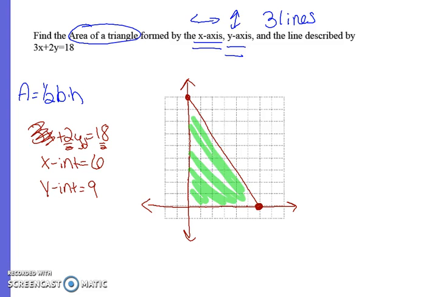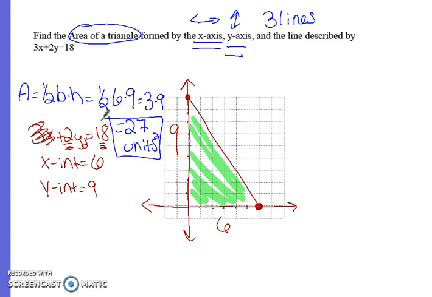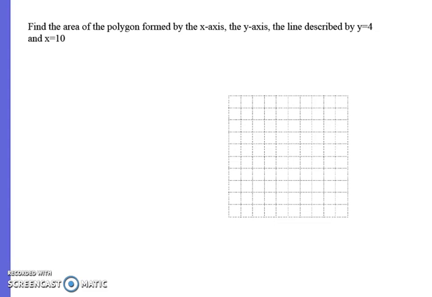So let's count our base. You have 1, 2, 3, 4, 5, 6. My height is 1, 2, 3, 4, 5, 6, 7, 8, 9. So let's just substitute that into my formula. So it's 1/2 times 6 times 9. So you get 3 times 9, which is 27 units squared. Make sure you put that unit squared.